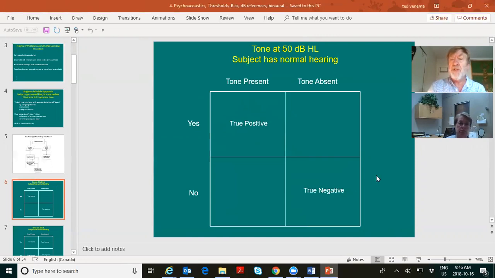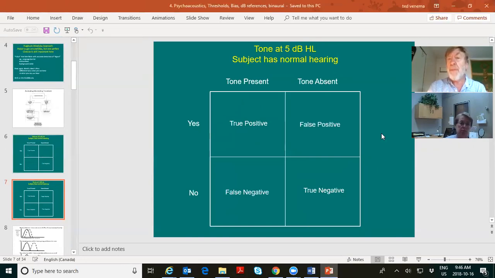Now let's go to the next slide. What happens if the tone is 5? No longer 50. Now the tone is 5. Guess what? Your whole face is going to change. You're going to be going.